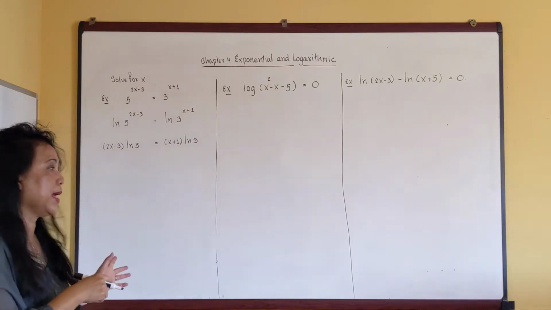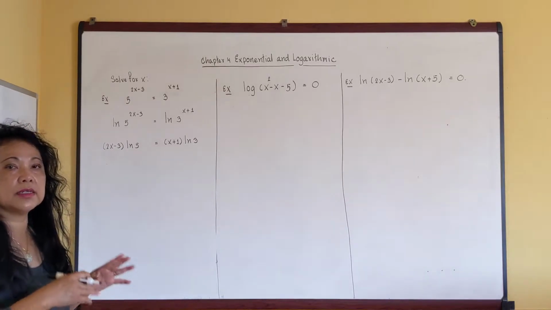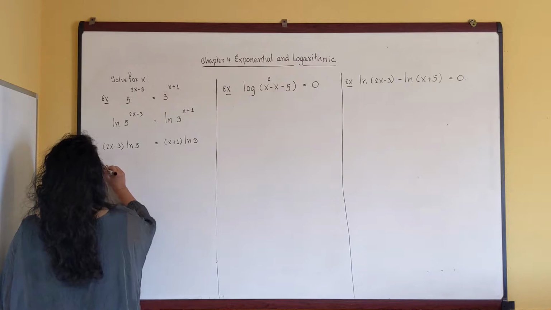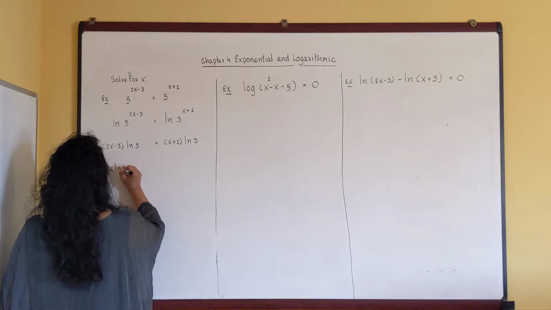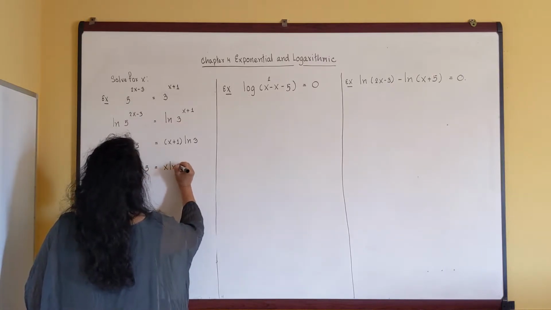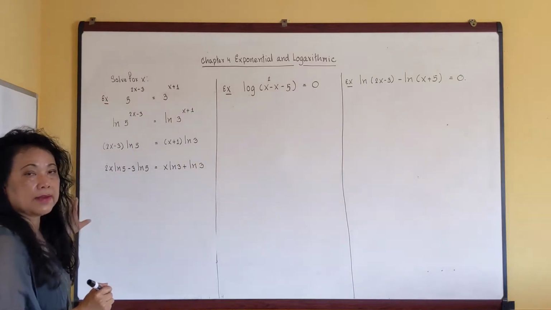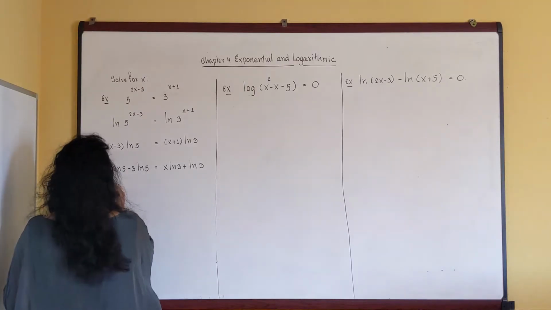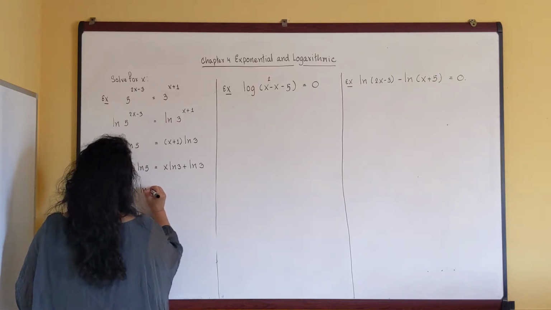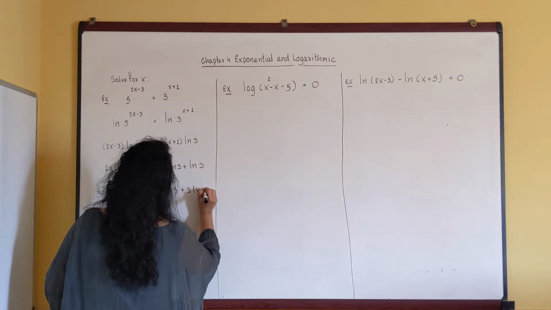Now the x has come down from the exponent. Now I'm going to treat it like you would solve a linear equation. You're going to use the distributive property, combine like terms, isolate the x, and solve for x. So I'm going to distribute on both sides. I would have 2x ln 5 minus 3 ln 5 equal to x ln 3 plus ln 3. Now I'm going to put all the x terms on the left hand side and everything that doesn't have x on the right hand side. So I have 2x ln 5 minus x ln 3 is equal to ln 3 plus 3 ln 5.